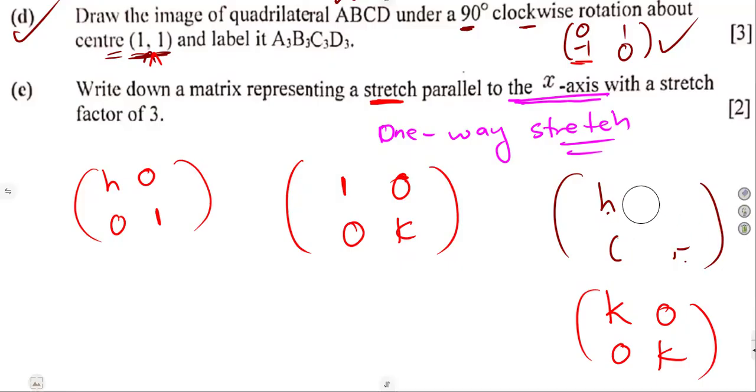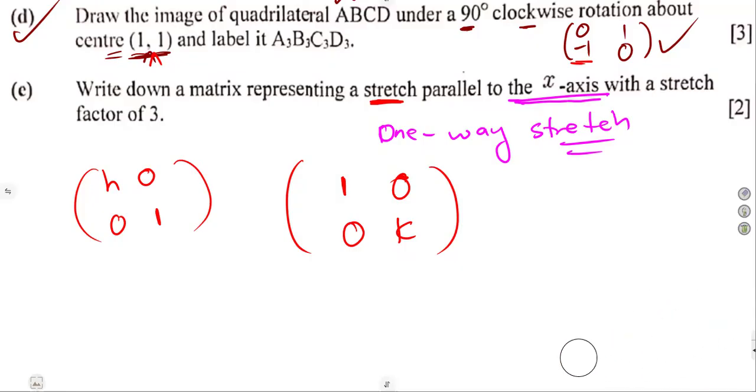Revise, guys. Revise these things. As an individual, don't wait. Revise. Okay? So let's answer now our question. The question, yes, we know the matrix can be one of these, but which one? They say parallel to the x-axis.